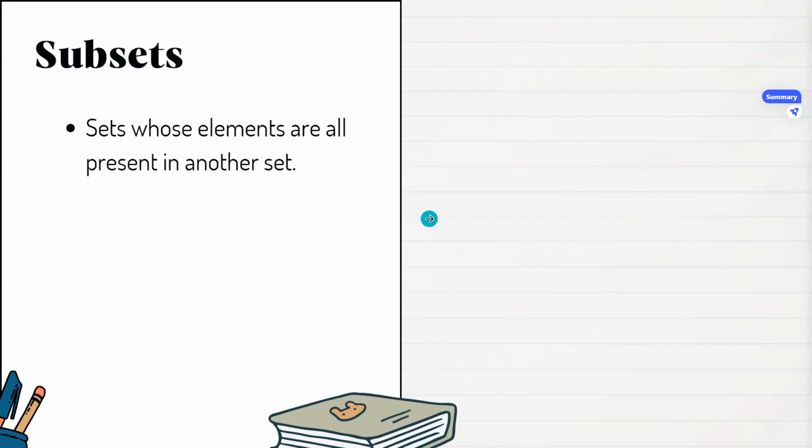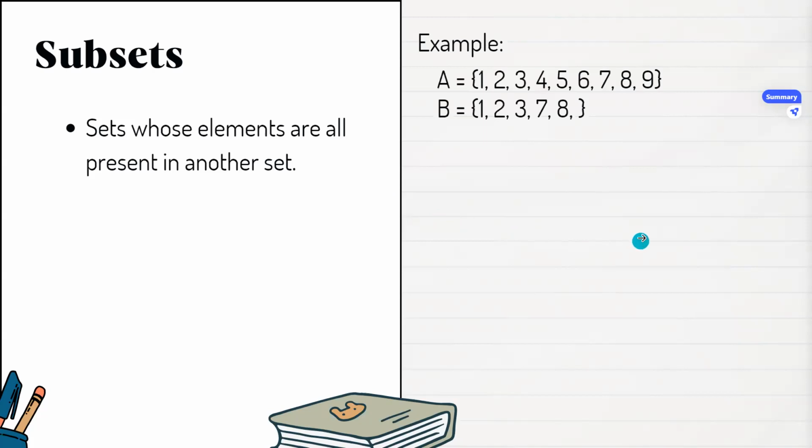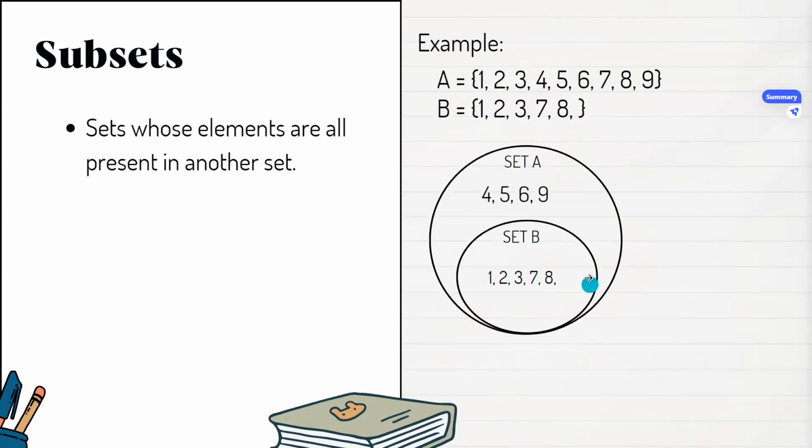These are sets whose elements are all present in another set. In the given example, we have set A pertaining all of the digits from 1 to 9 as its elements, and set B having digits 1, 2, 3, 7, and 8 as its elements. From this, we can create a visual representation of the similarities between the two sets. Mainly, that all of the elements of set B can be seen in set A.